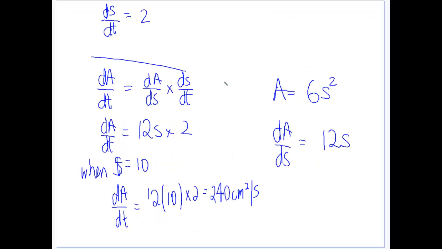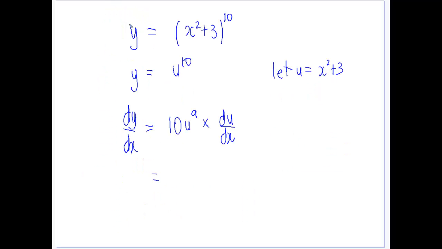Again, if we want to find the area, we want dA/ds times ds/dt. And we keep putting ds/dt in as 2, and this time A is equal to 6s squared, so 6 lots of the side squared. One face of the cube is s squared, and then we've got 6 of them. Our derivative then would be 12s, so we can substitute our 12s in, and then substitute 10 for s, which gives us 12 times 10 times 2, which gives us 240 centimetres squared per second.